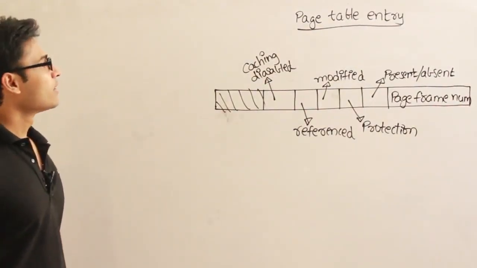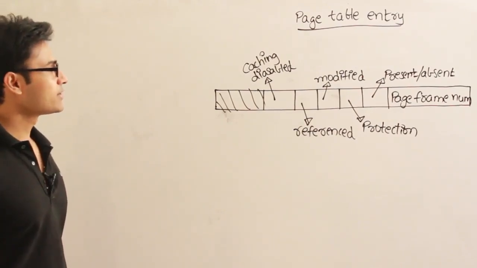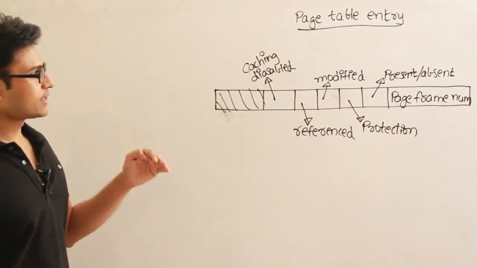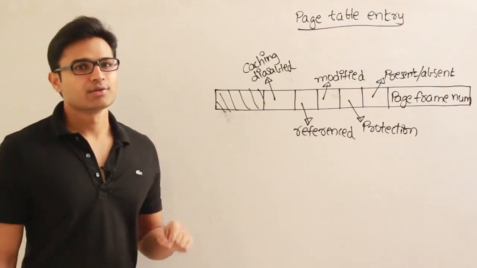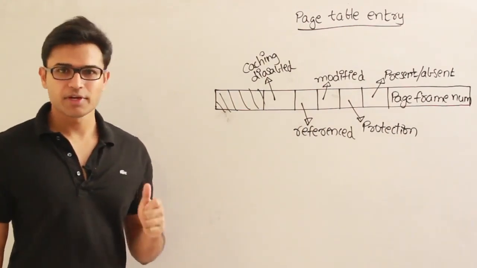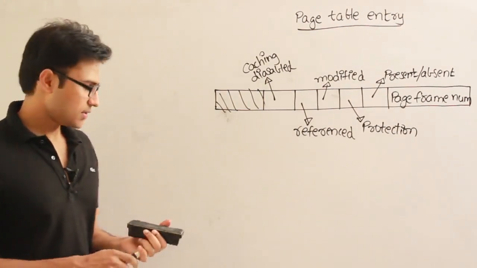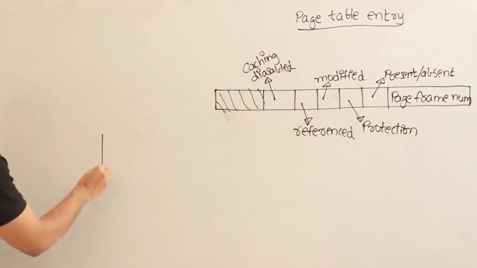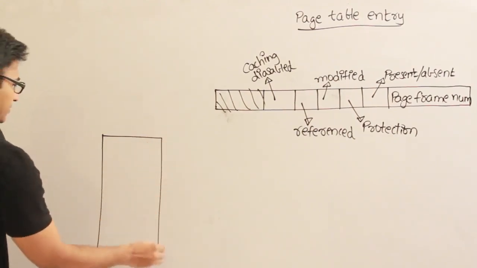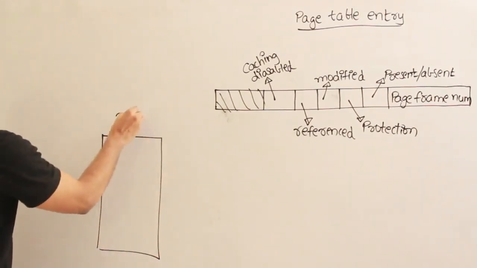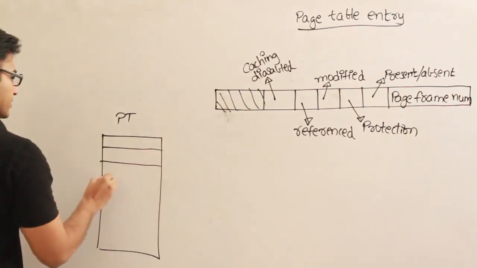Now watch this page table entry. A page table entry is nothing but what is present in the page table. The most important thing is the page frame number, isn't it? This is the page table, right? And these are the page table entries.